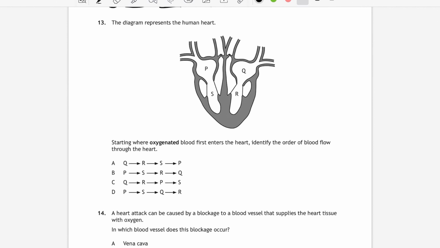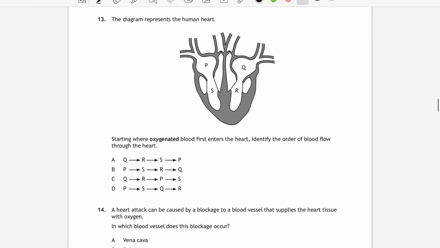Okay, number 13. Starting where oxygenated blood enters first. Blood first enters the heart. Identify the order of blood flow through the heart. So we've got options going through the heart, A, B, C, and D, and you've got a diagram of the heart there. And again, just pause the video and have a think. Okay, so question 13, we are looking for oxygenated blood entering first. Okay, so oxygenated blood is going to enter from the lungs.